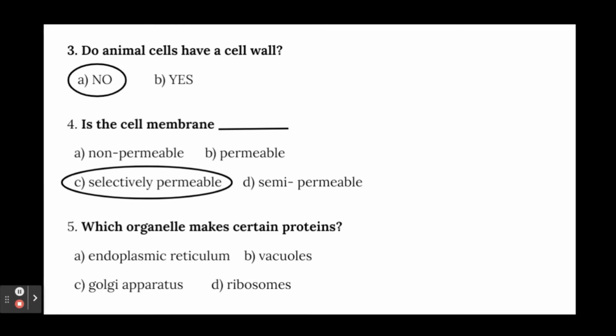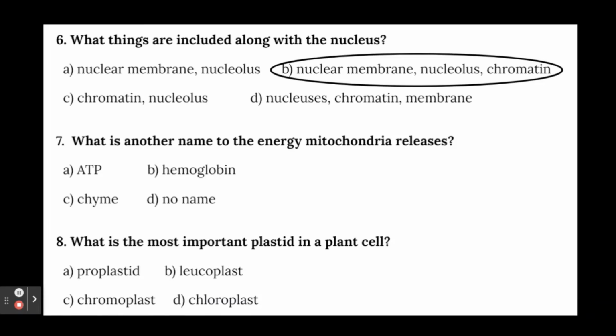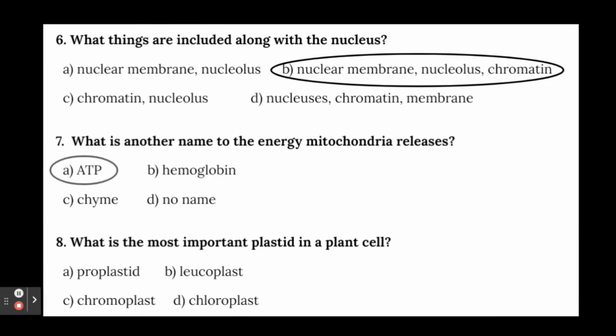Number 5, which organelle makes certain proteins? The answer is D, ribosomes. All right, number 6, what things are included along with the nucleus? The answer is B, nuclear membrane, nucleolus, and chromatin, which were the parts with the nucleus. All right, number 7, what is another name to the energy mitochondria releases? The answer is A, ATP, which is adenosine triphosphate.